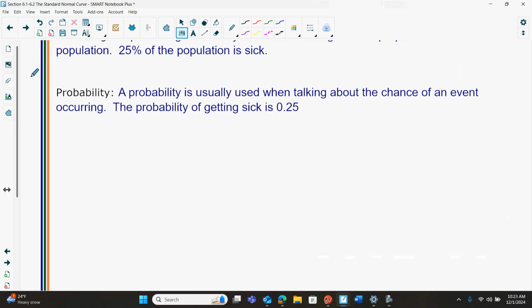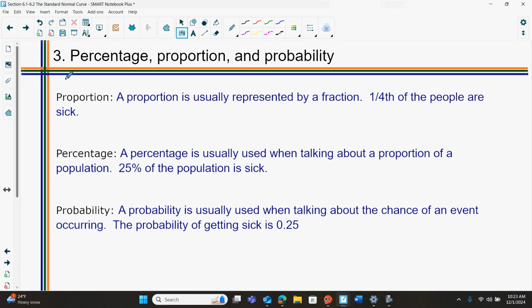All right, let's start off. So first off, just a quick thing. This is actually from the textbook here. Percentage, proportion, and probabilities here. So a proportion is usually represented by a fraction. 1/4 of the people are sick. So this is where we read it as a fraction, right? A percentage of people is used when talking about a proportion of the population. 25% of the population is sick. And then the probability is usually used when talking about the chance of an event occurring. The probability of getting sick is 0.25.